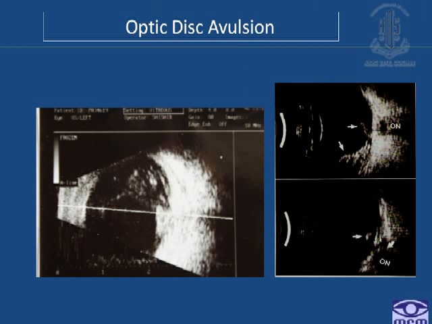So this is a patient who had trauma by an iron rod, and definitely you can see this hyperreflective area and the receding of the optic nerve head shadow. That means the patient had an avulsion of the optic nerve head, and on history he had no PL. That means we were definitely dealing with an optic nerve head avulsion.